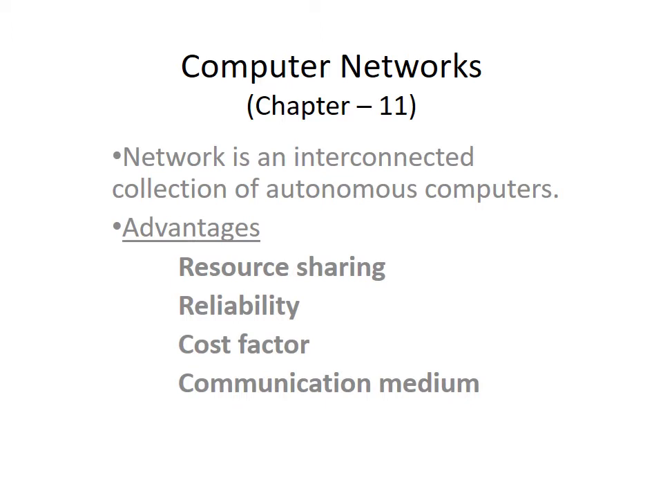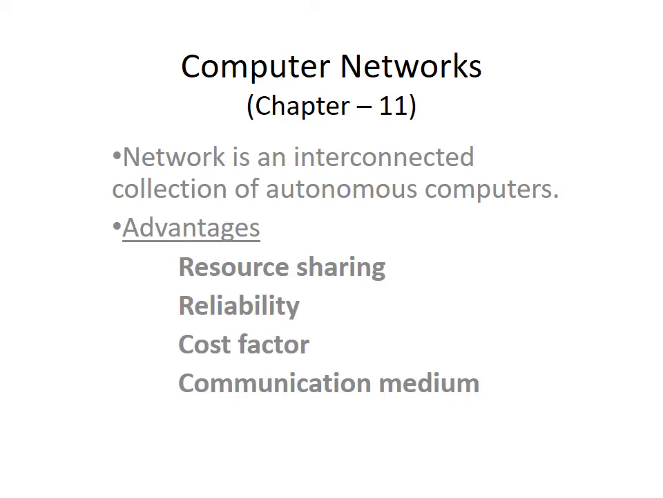And today we are going to discuss unit number 2, computer networks. This unit number 2 is for 15 marks, and it contains two chapters, chapter number 11 and chapter number 12. For the time being, we are going to discuss chapter number 11, computer networks, starting from the definition of the computer network.